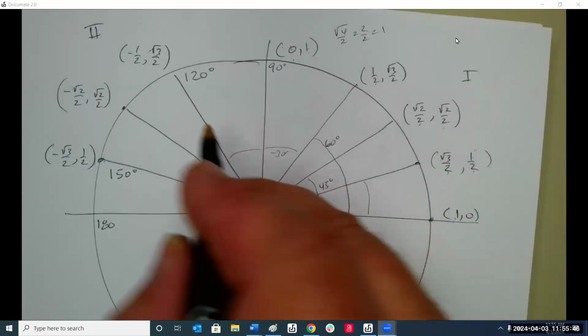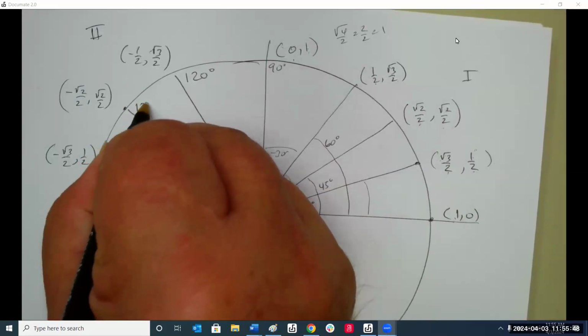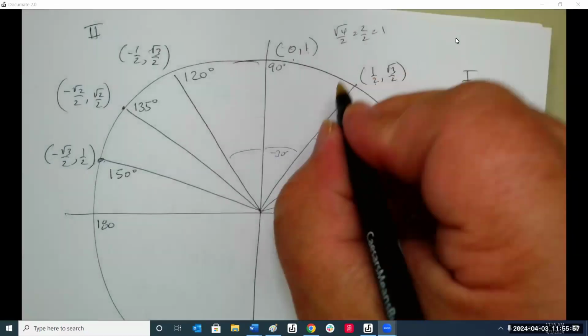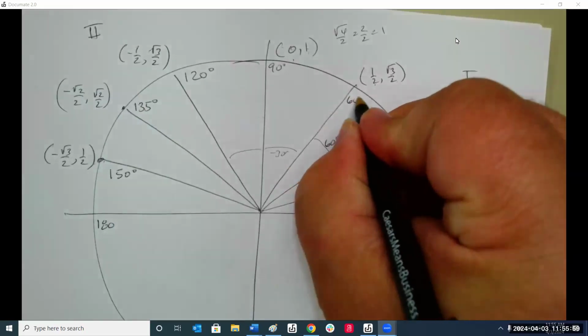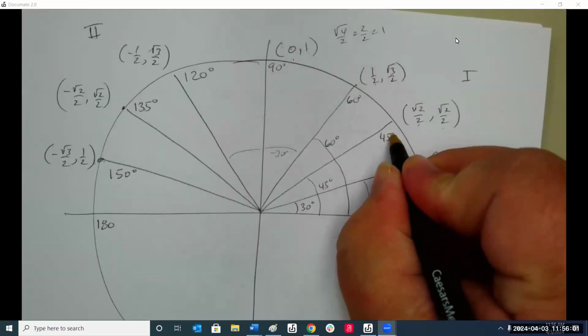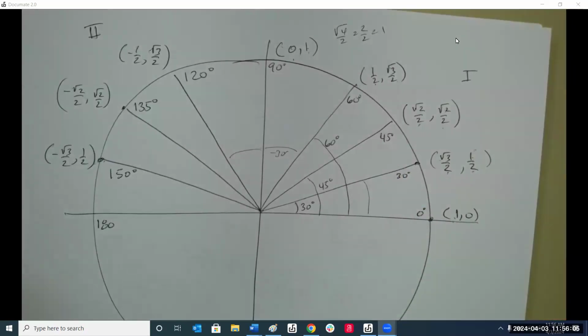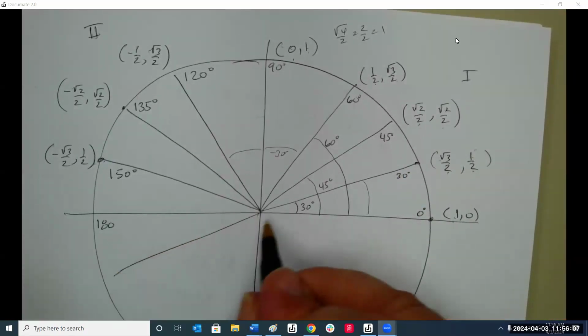90 plus 45 is 135. So this is 60 degrees. This is 45 degrees. This is 30 degrees, this is 0 degrees. And we can go on further from there. The next three.